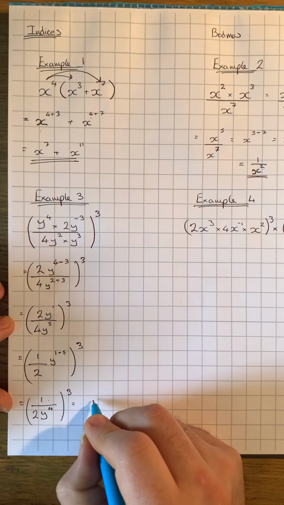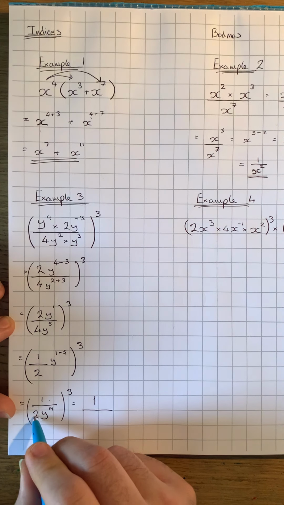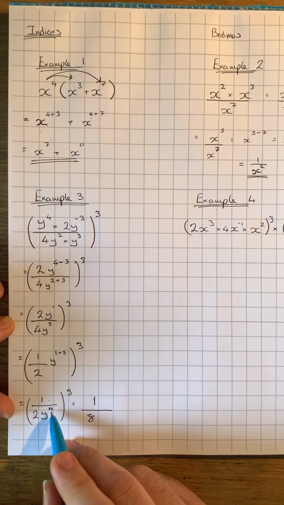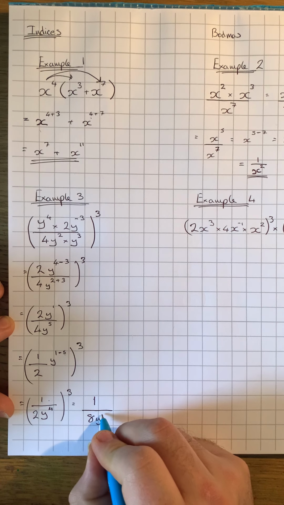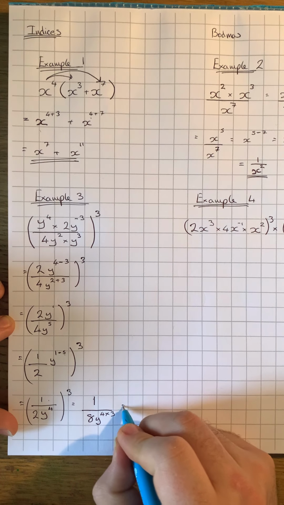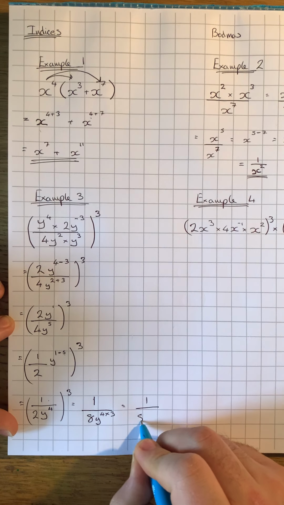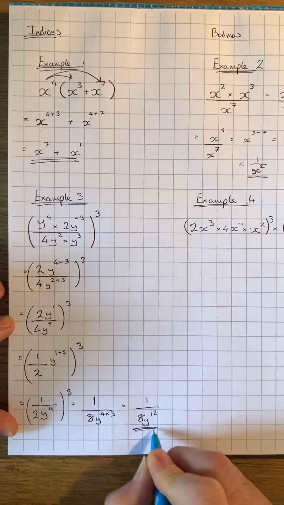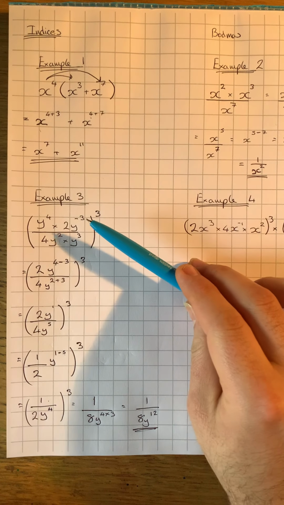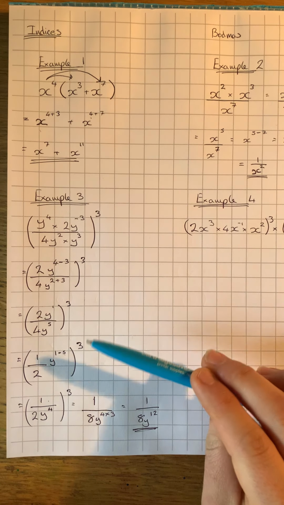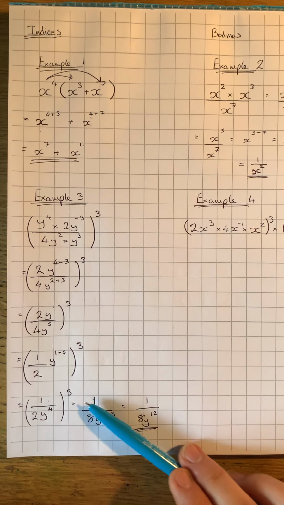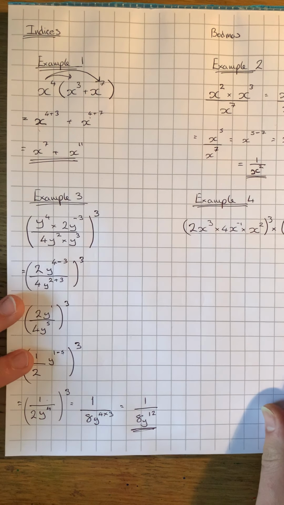So 1 to the power of 3 just gives us 1. 2 to the power of 3 is 2 times 2 times 2, which gives us 8. And y to the power of 4 is y to the 4 times 3. And that gives us 1 over 8y to the 12. Now, that seems like a lot of steps, and it really is, but taking it one wee bit at a time, just tidying up one wee bit, breaking it down slowly and slowly, and you finally get to it.